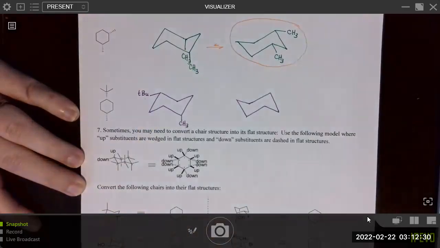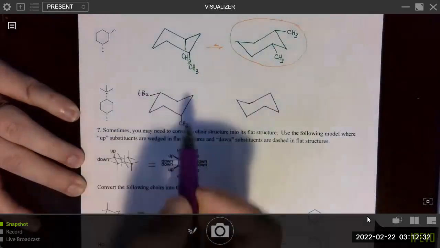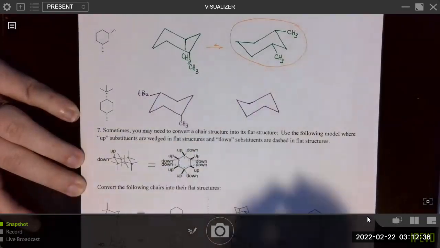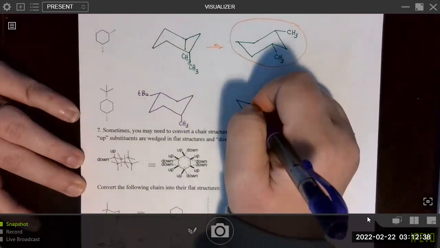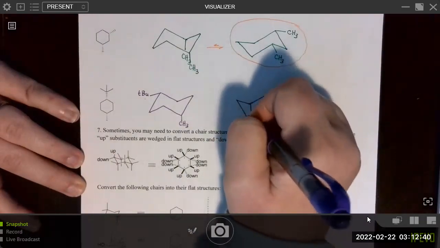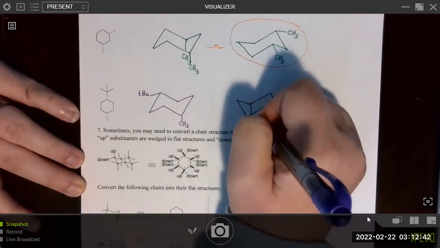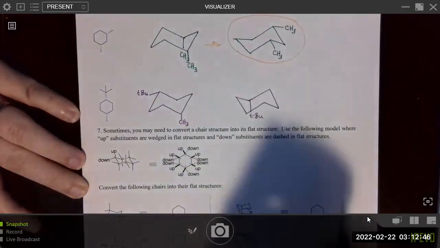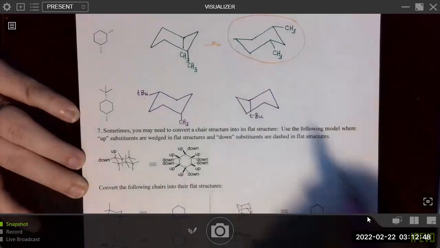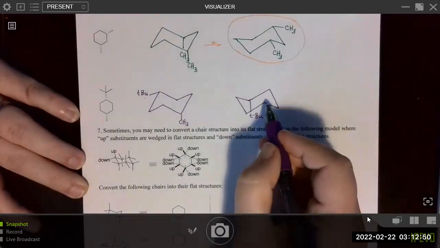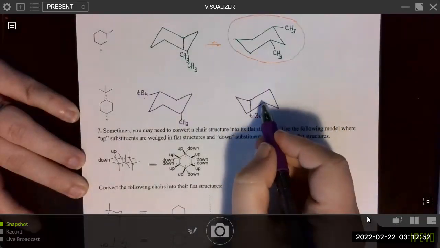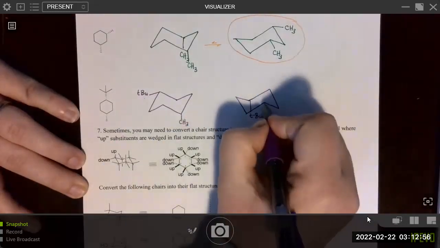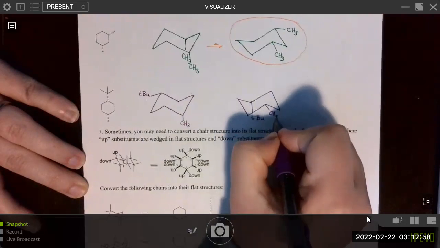Methyl. So this carbon ends up being this carbon, and then the tert-butyl still needs to remain down. So it ends up coming down and axial because it was down in equatorial before. And then, right, three carbons away, we end up with this one where there's a down methyl, and it was down in axial, and now it's going to be down in equatorial.